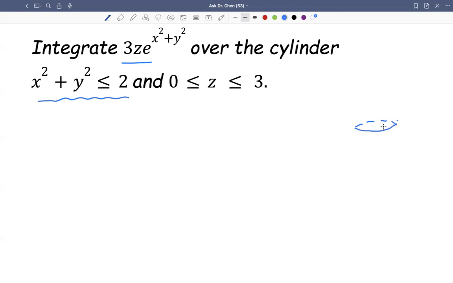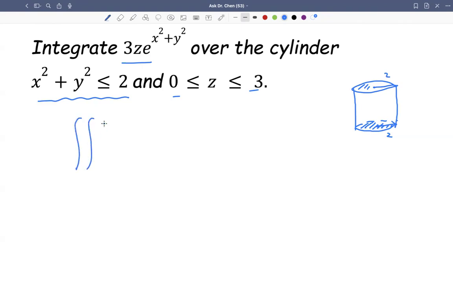Imagine a circle on the xy plane. The radius is 2, right? It's all this. Then z goes from 0 to 3. So that means the z dimension gives us this cylinder. All right, so that's the object we want to integrate.